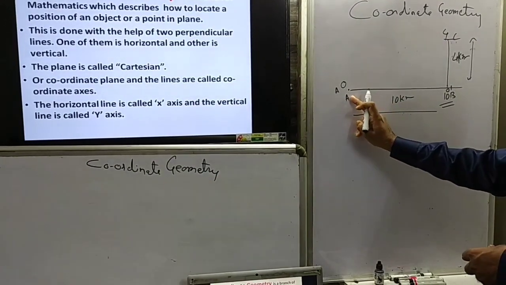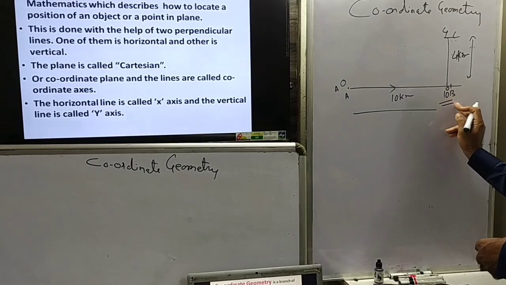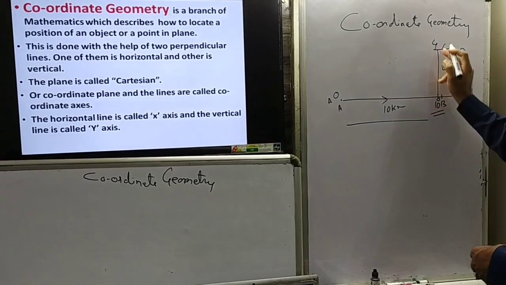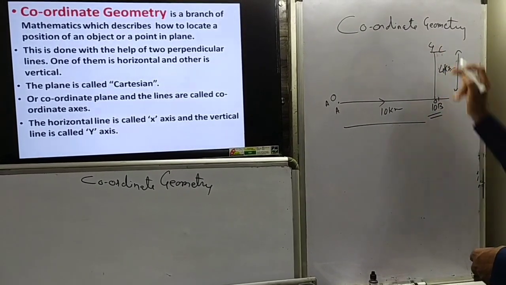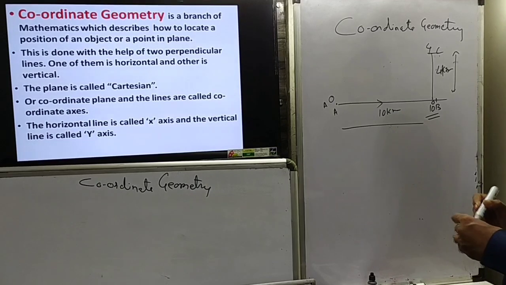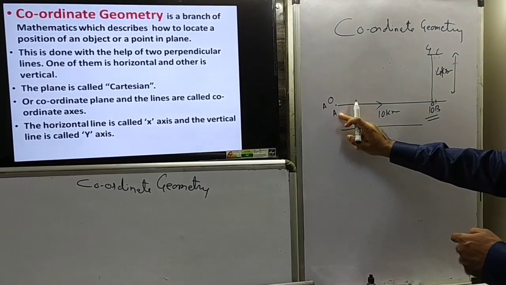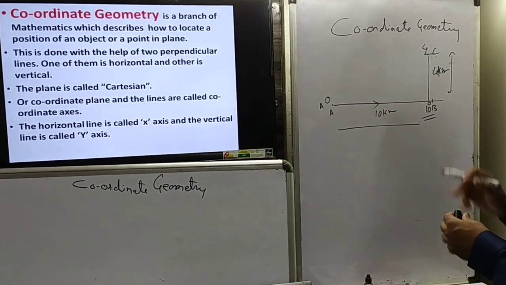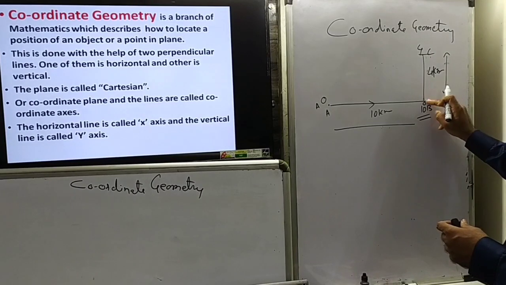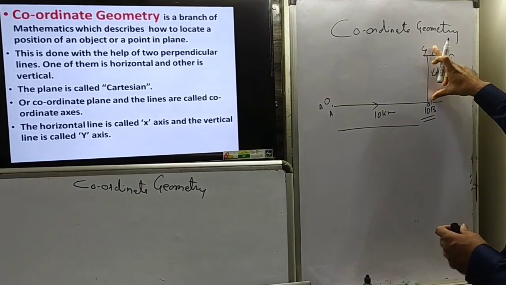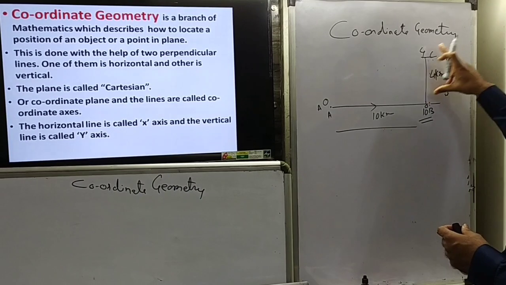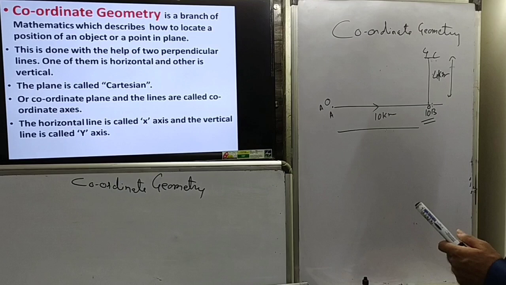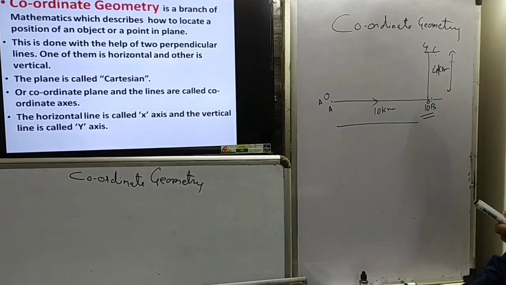So what we have done: first of all, we have moved 10 places toward the right side on this horizontal line, and afterward we have moved 4 places upward. So this place is at 10 units, 10 kilometers to the right of A. A is the reference point, and from B, this point C is 4 kilometers above, which means the location is decided. This type of location deciding is done in coordinate geometry.